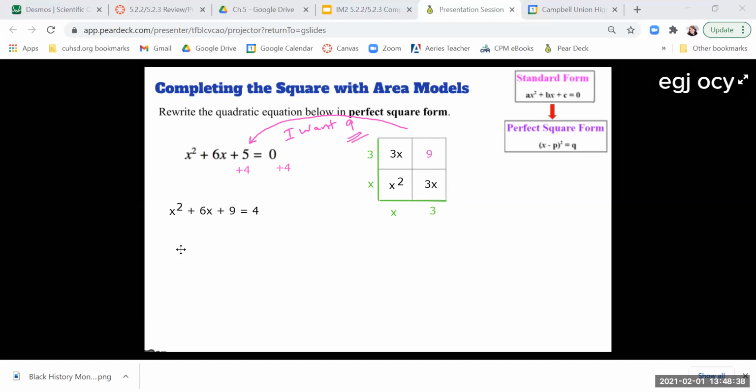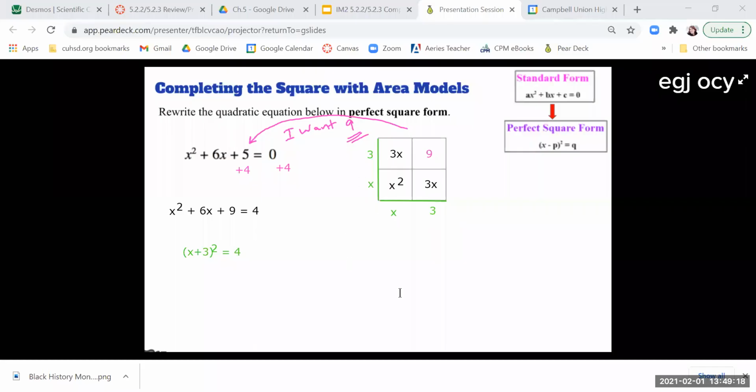So finally, I write this as x plus 3 times x plus 3, which I'm just going to skip that step and write x plus 3 equals 4. I'm going to put a square. So x plus 3 squared equals 4. And we've done it.